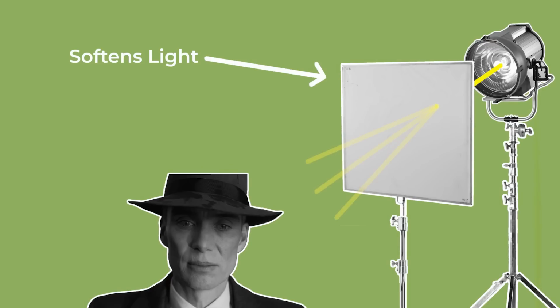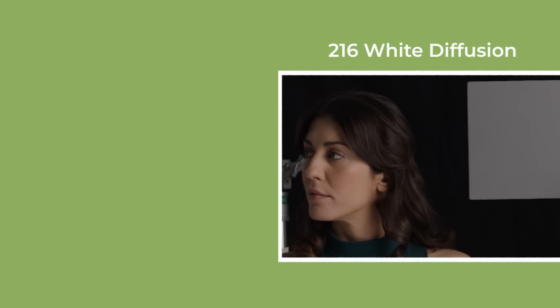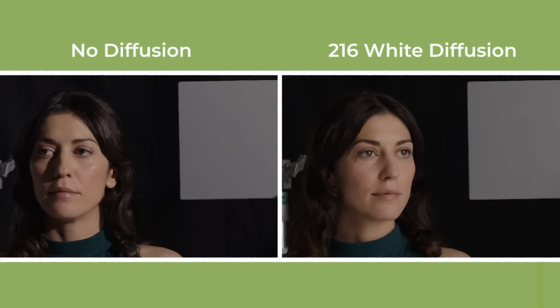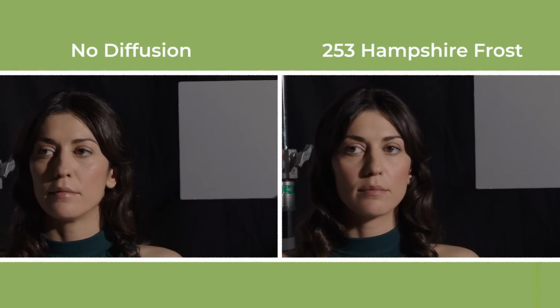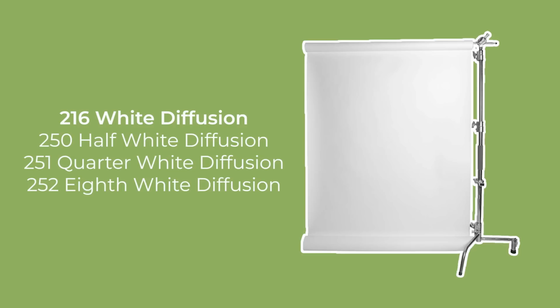While softening the light source, it also reduces the amount of light that hits the subject. The more that you soften the light, the dimmer the light will be. Therefore, DPs that want very soft light may need to use high output fixtures in order to have a bright enough light to expose properly. There are many different types of diffusion gels available, which spread and soften the light in different ways, such as a frost, brushed silk, opal, or Hampshire frost. Some gels, like a white diffusion gel, also come in half, quarter, and eighth strengths if DPs need diffusion with less softness that lets through more light.